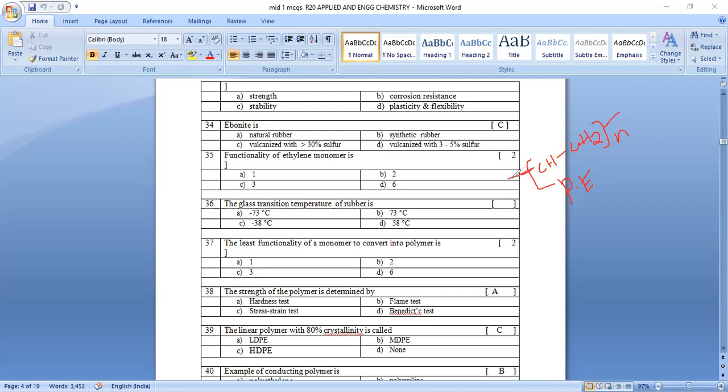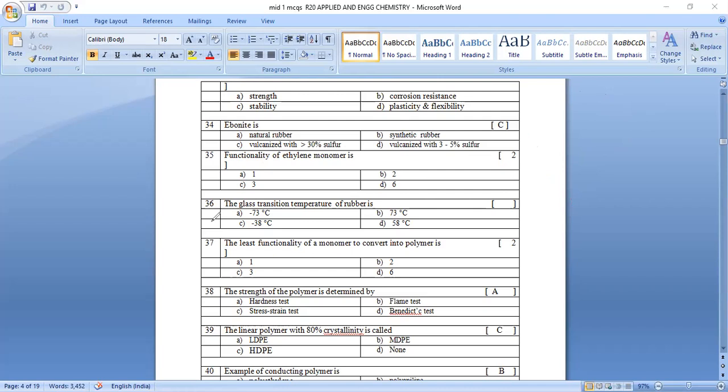How many bonds can it form? The first monomer and the second monomer: any monomer is added on the left-hand side and the right-hand side. So the functionality value is 1 and 2. When ethylene is converted to give polythene, the functionality value is equal to 2.